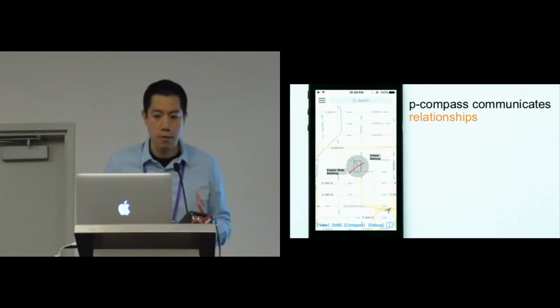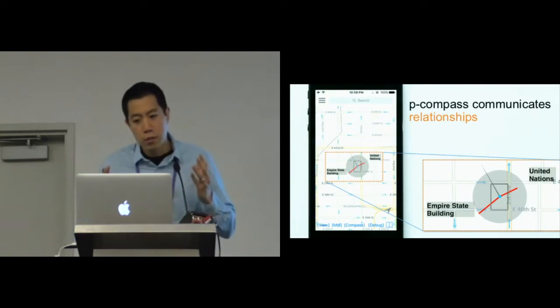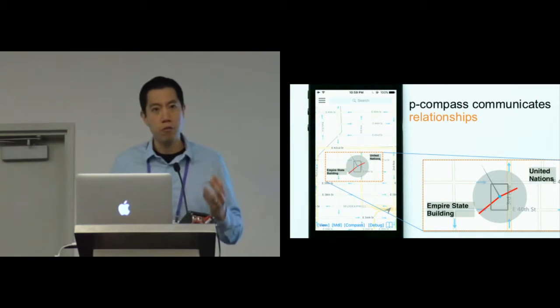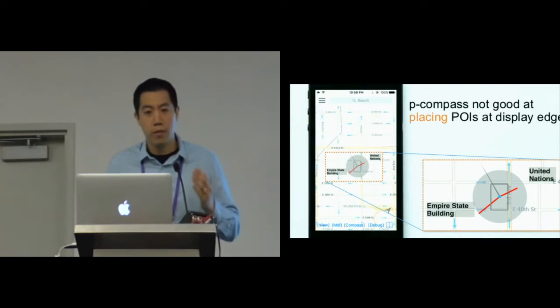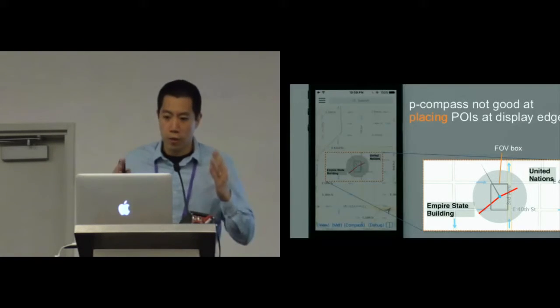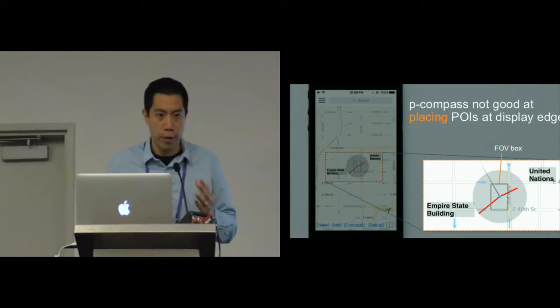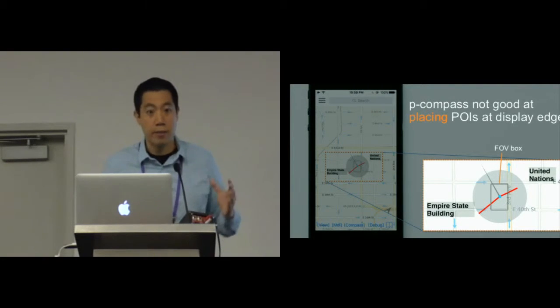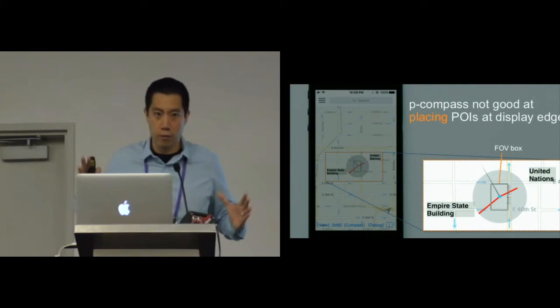For P-Compass, here's a close-up. It's easy to see the relationship between off-screen POIs, but it's difficult to place those POIs at the display edge because one will first need to perform the estimation using the field of view box, then scale the estimation to match the physical size of the display.